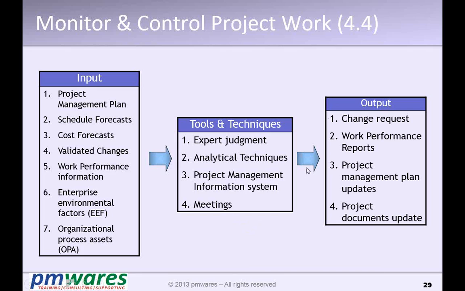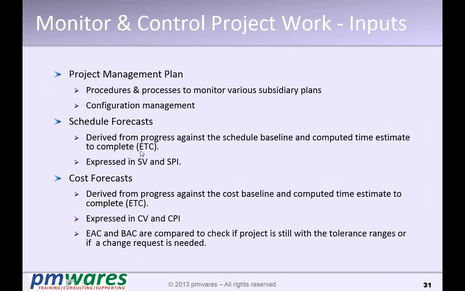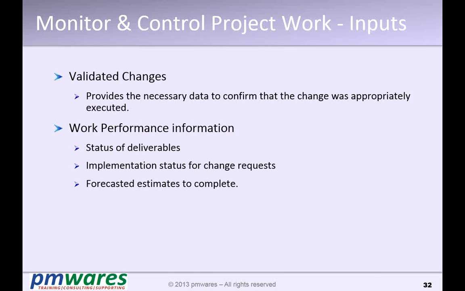Okay, and the output is the change request and the work performance report, which is basically a formatted report. You take this work performance information, filter it, format it, make it presentable and present it to the stakeholders. Okay, so ETC, SV, SPI, CV, CPI, all this we learn in EVM, earned value management, in the cost management chapter. Work performance information is nothing but the status of the deliverables, the implementation status of the change requests, and the forecasted estimates.